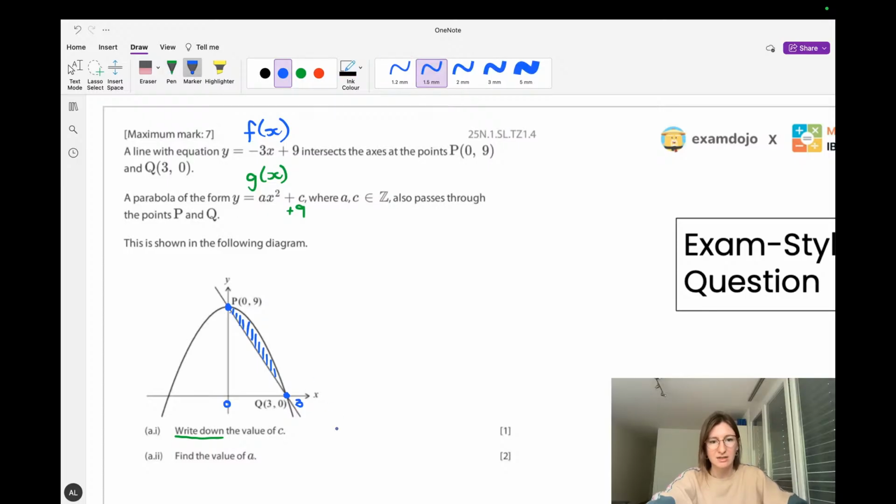So the value of c, no, didn't mean that one. Didn't mean that one either. What is going on? Just having a bit of a moment.